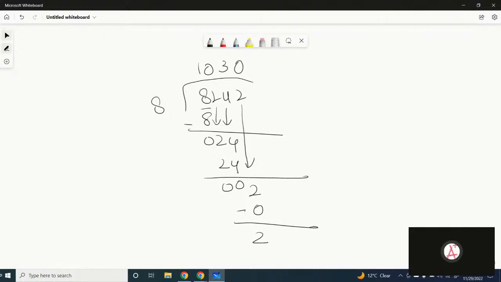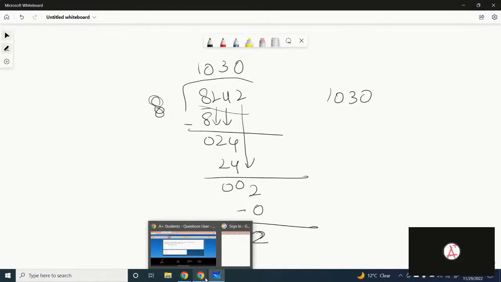Keep the very important point in your mind. It is a 4-digit number. You are dividing a 4-digit number by a 1-digit number. Got it? Your answer must be a 4-digit number. Got it? So you can go for 8 times 0 is 0. So you have a 2 here. Got it? That means she can give 1030 to each student.